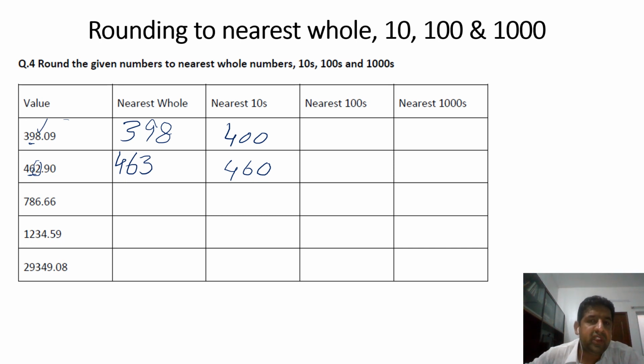Now coming to the nearest hundreds, the value of the 100 is 3 in this case. We will check the next value, which is 9. So we will add 1 to the 3. It will be 400 as our number.